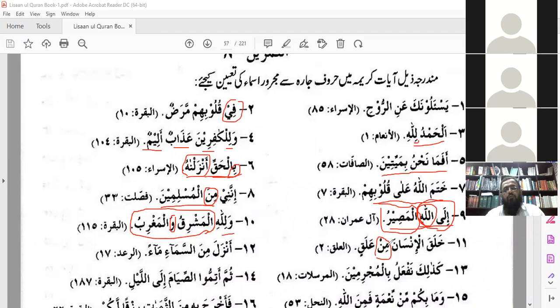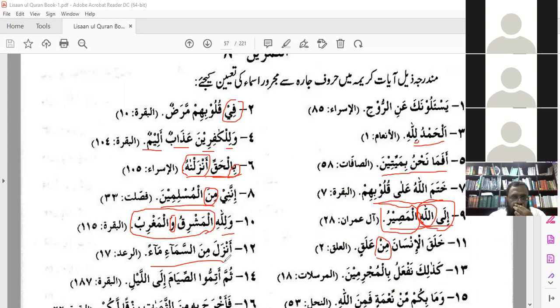Okay, Sister Saima. من علق جو من ہے. من is حرف جر. علق is مجرور. من علق jar majroor milkar shibha jumla bana rahe hain aur ye khabar mubtada hai. Khalaq is a verb, leave it. Okay sister Saima, go ahead.